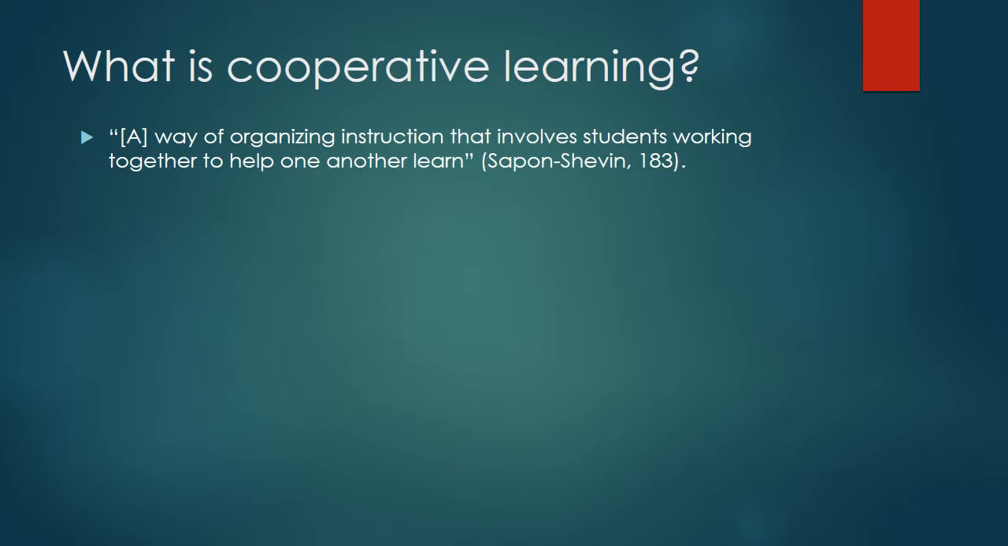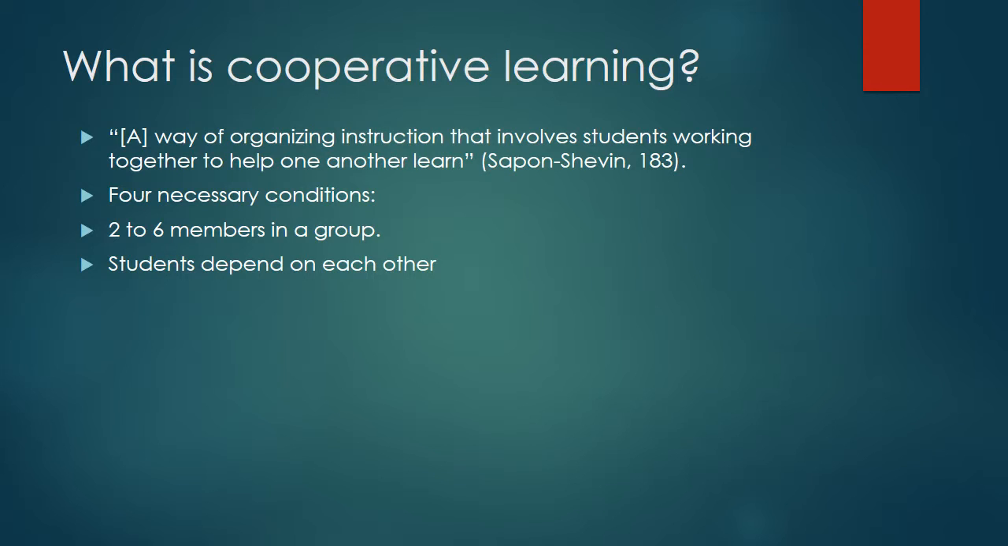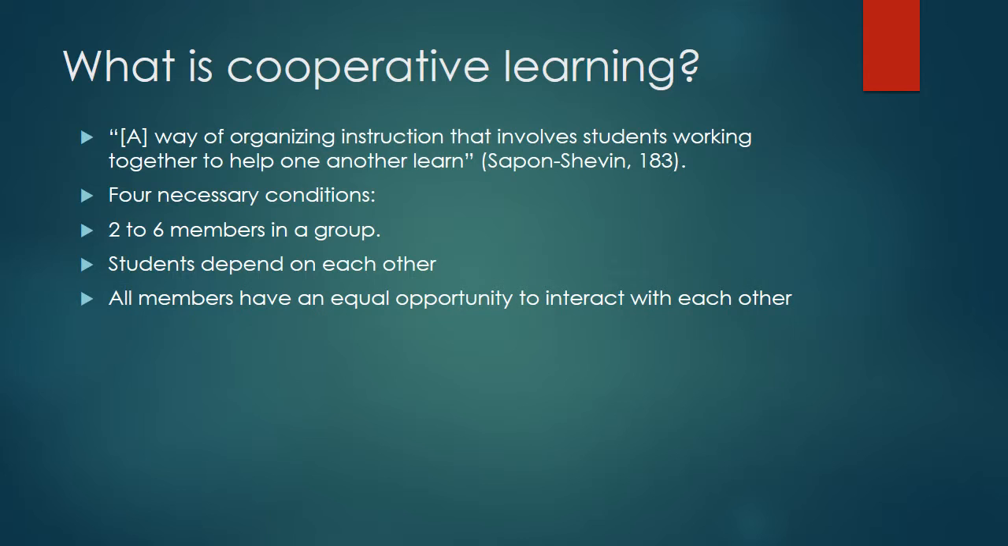And Rosa Lycan in Mathematics Teacher gives us 4 conditions that must be met in order to have true cooperative learning. Those 4 necessary conditions include having 2 to 6 members in a group. The students have to depend on each other. All members have an equal opportunity to interact with each other. And there's individual accountability. So if we don't have those conditions, then we're not meeting the criteria for cooperative learning.